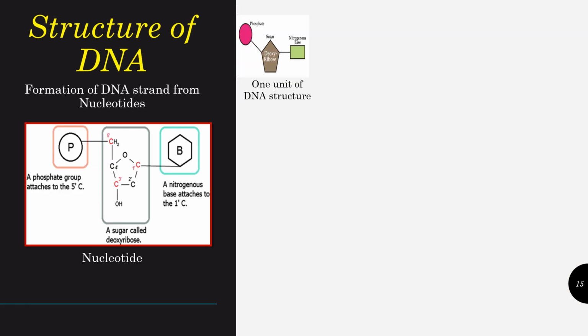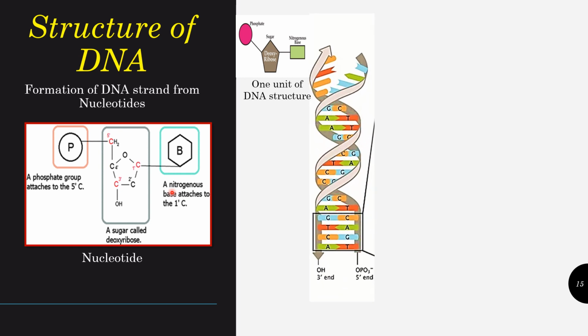In each nucleotide, the phosphate group is attached to the fifth carbon of the sugar molecule, and the nitrogenous base is attached to the first carbon of the sugar molecule, and this makes up the whole unit. This one unit is the base of the whole DNA structure. A DNA molecule is made up of two long chains of polynucleotide. Each of these chains is known as a DNA chain or DNA strand.